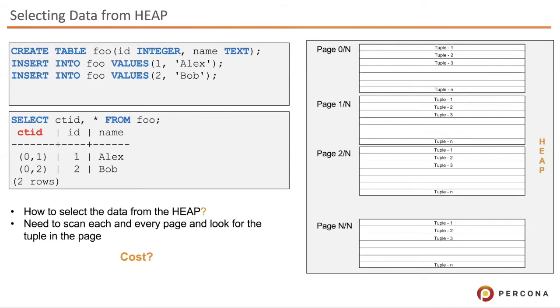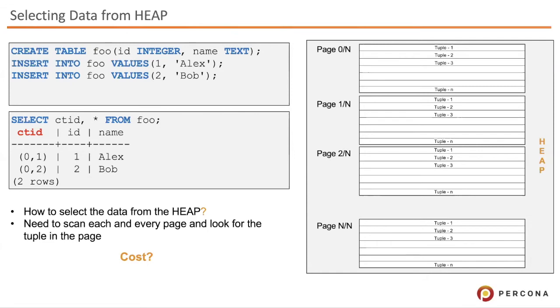How do we select the data from the heap? We need to scan each and every page and look for the tuple in the page. On the right side, you can see there are pages. Postgres stores data in files. We have already discussed there is a file, and in that file there are 8K pages, which is configurable at compile time. We are not discussing that, but there are 8K pages, and each page contains tuples. On the right side, you can see page number 0, page number 1, page number 2, and page number n. In each page, you can see tuple 1 to tuple n. It doesn't matter how many tuples a page can contain; it depends on the size of the tuples. It can be 1, it can be 10, or any number.